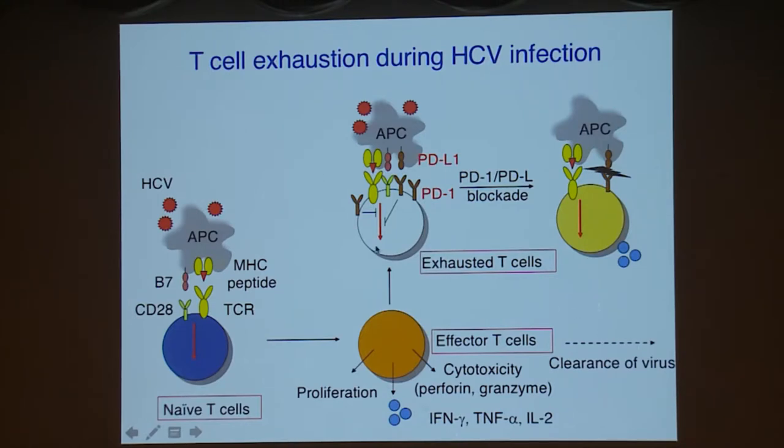PD-L1, PD-1 signaling inhibit CD28-mediated positive signal, which in turn reduces the effector function, and they are called exhausted T cells. This helps to limit excessive damage of liver tissues, such as seen in fulminant hepatitis. And also for HCV itself, that might be one mechanism why they can survive from host immune response.